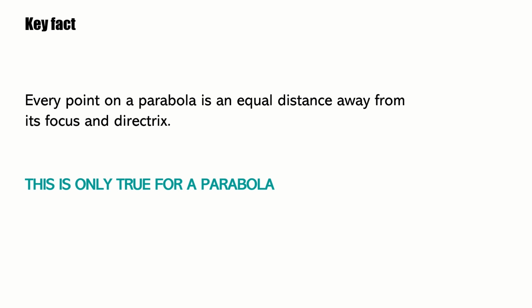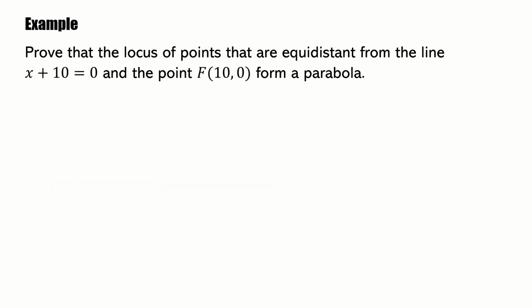Cool! With this information, we'll be able to prove why a parabola has the equation it does, because we're going to look at proving that the locus of points equidistant from a line with equation x plus 10 equals 0, which by the way already means we know it's a vertical line because it's just got an x and no y involved, and the point (10, 0), which is labelled F, suspiciously as if it's related to a focus, forms a parabola.